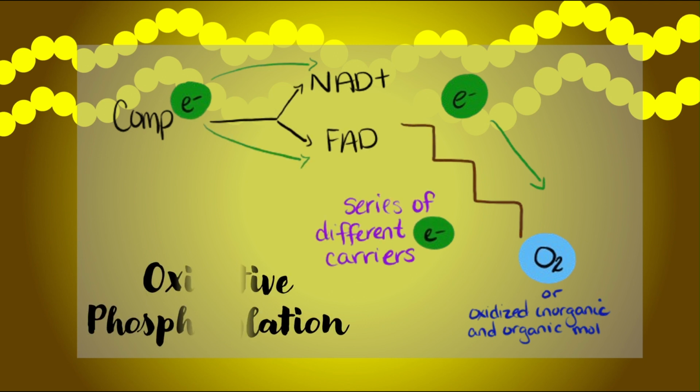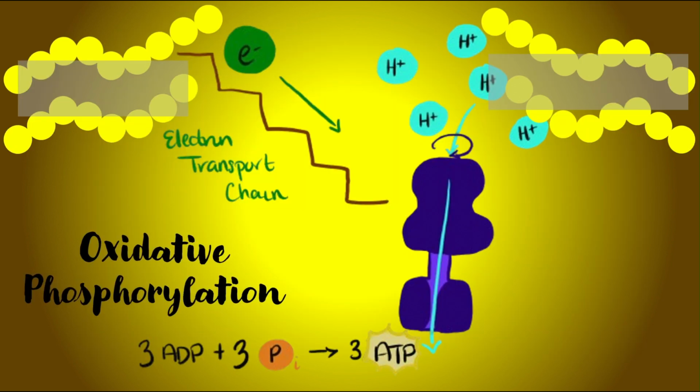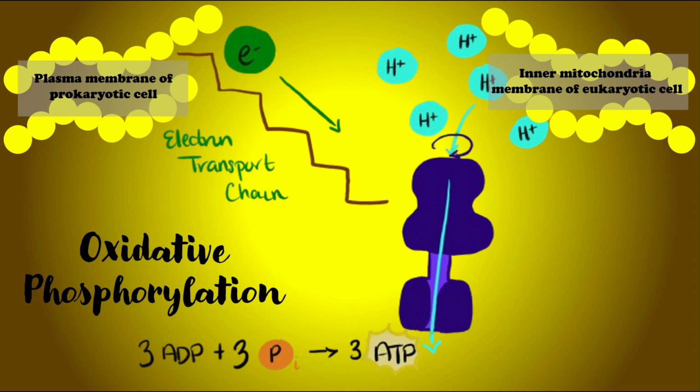Next up is oxidative phosphorylation, the powerhouse of cellular energy production. Now, this process occurs in the mitochondria, where electrons are transferred through a series of protein complexes known as the electron transport chain. The energy from these electrons is used to pump the protons across the inner mitochondrial membrane, creating a proton gradient.